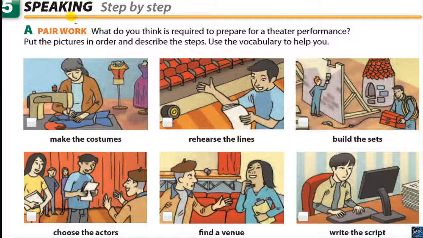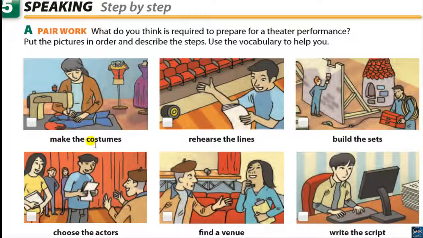Exercise 5. Speaking. Step by step. Pair work. What do you think is required to prepare for a theater performance? Put the pictures in order and describe the steps with the vocabulary to help you. So in this exercise, you're going to have different pictures and some words, vocabulary. You try to put these things in order and make sentences.